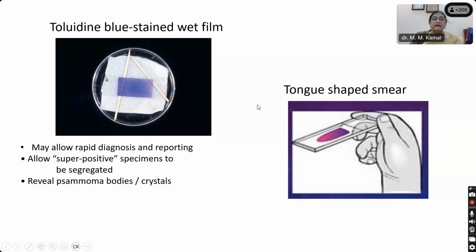They can stay in the refrigerator for long periods. You have just put a cover slip and then you can identify many conditions through this. And this is the tongue-shaped smear. Now, each of these methods has its own advantage and disadvantage. What is the disadvantage of the tongue-shaped smear, Shakti?